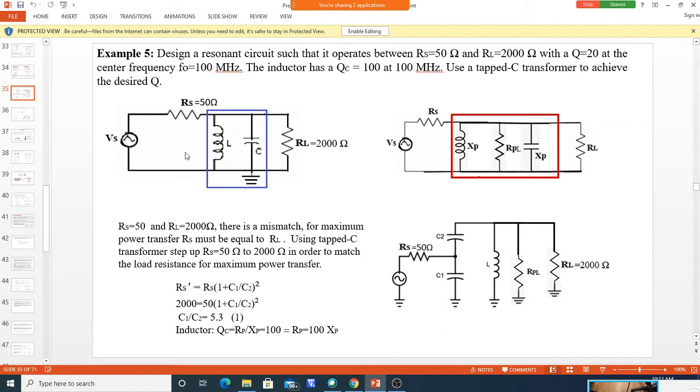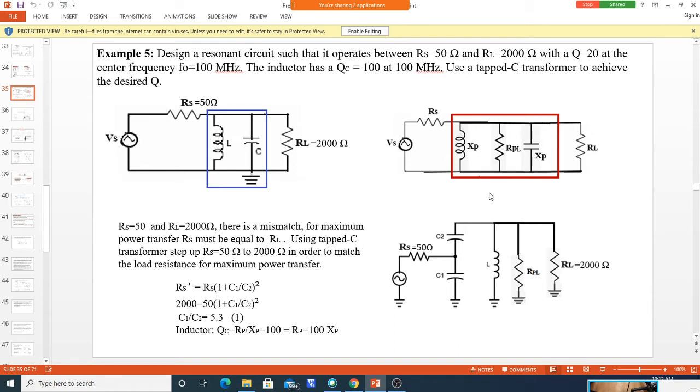Because L is imperfect, you should keep its parallel equivalent circuit. So this is the equivalent circuit diagram. XP is the perfect capacitor, and RPL and XP are the inductor equivalent circuit. So now this is the resonator circuit.